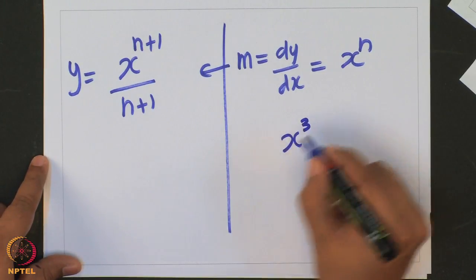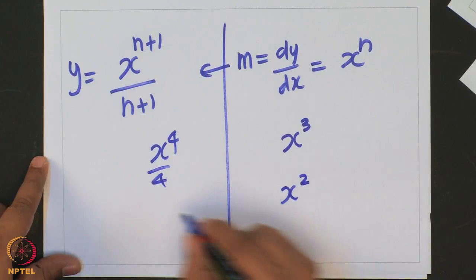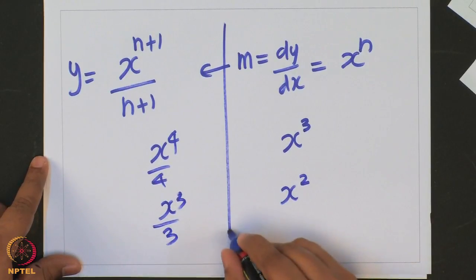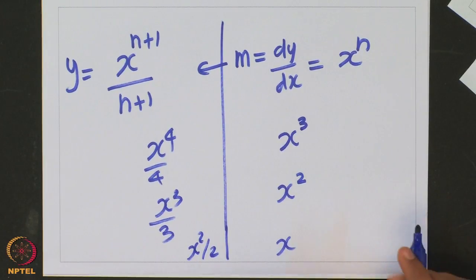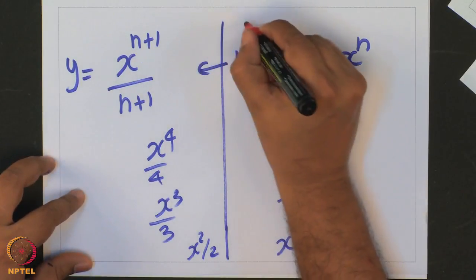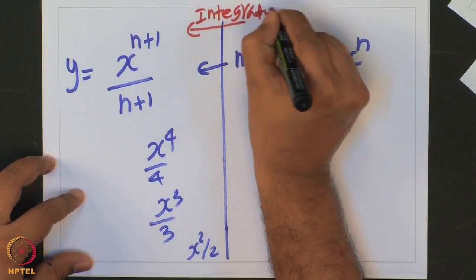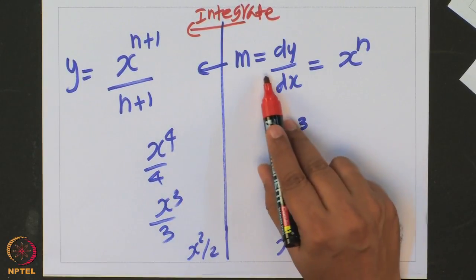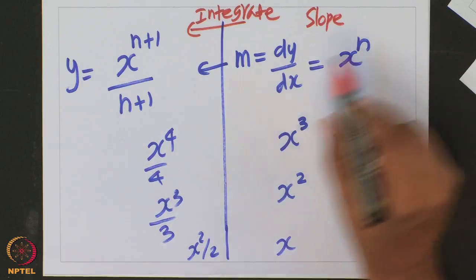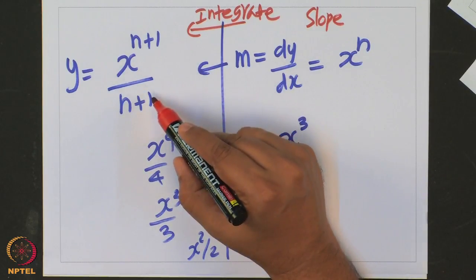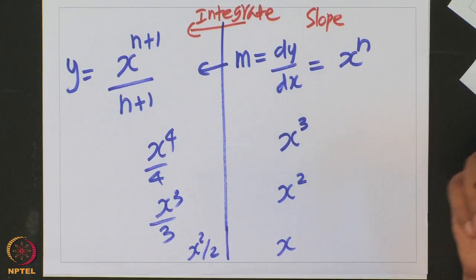I can substitute here. I have x cube and then I have x power 4 by 4. I can have x square, then I can have x cube divided by 3. I can have x, then you have x square divided by 2. So this is the rule that we should know. That is, if we integrate this way, if the slope is x power n, the function will be x power n plus 1 divided by n plus 1, where n is any number. So n could be like even 0.5.